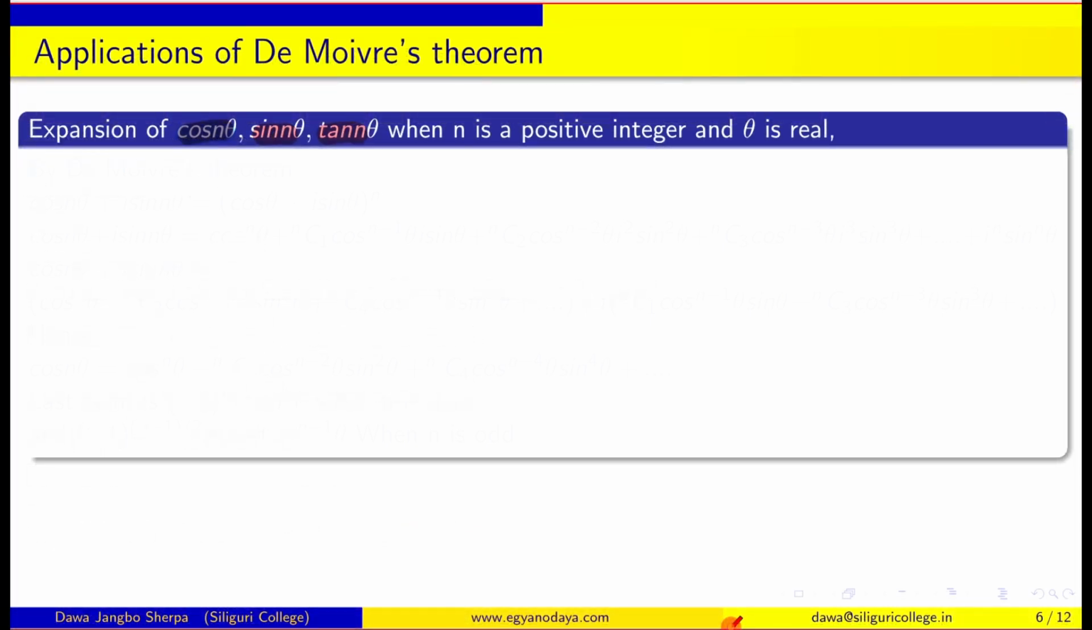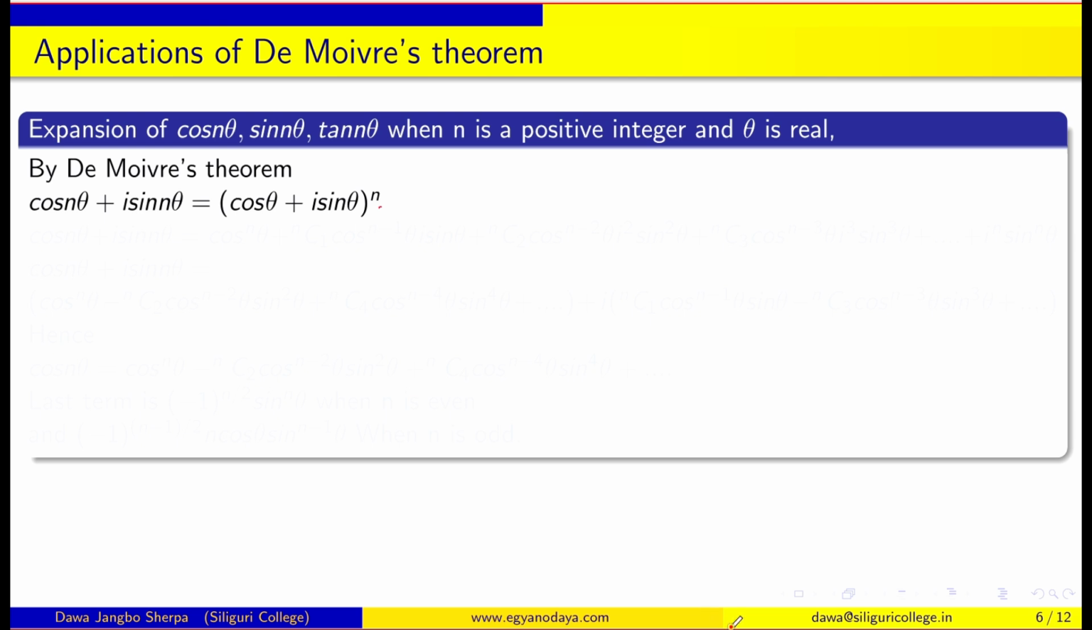Now we are going to find the expansion of cos n theta, sin n theta, tan n theta when n is a positive integer and theta is real. So by De Moivre's theorem, cos n theta plus I sin n theta can be written as (cos theta plus I sin theta) whole to the power n.